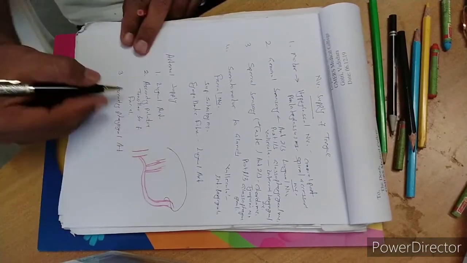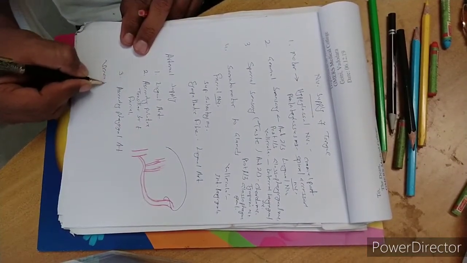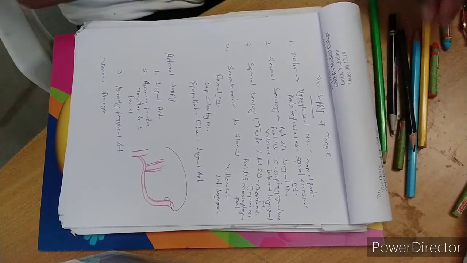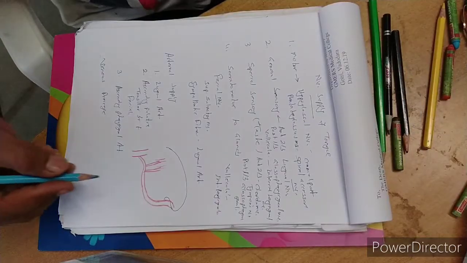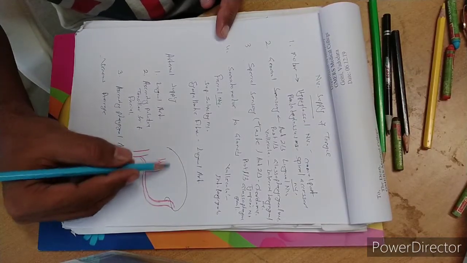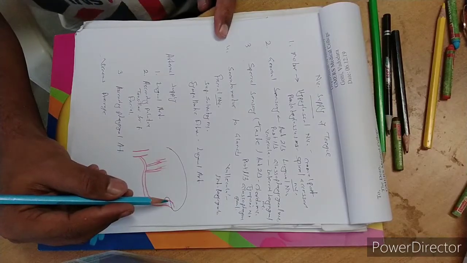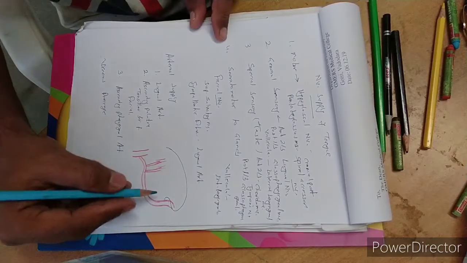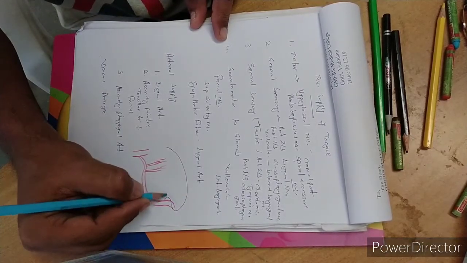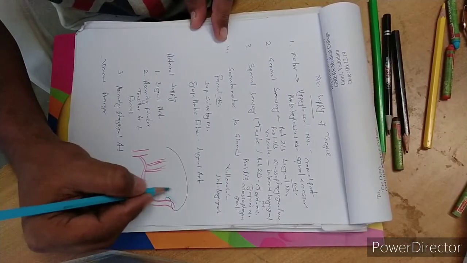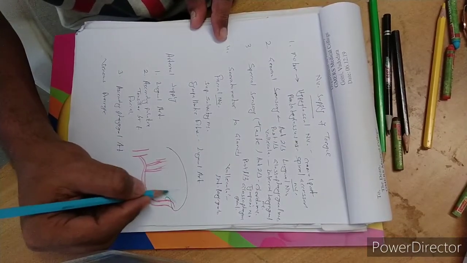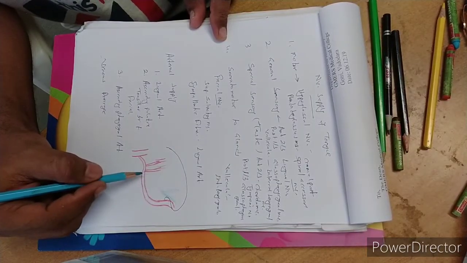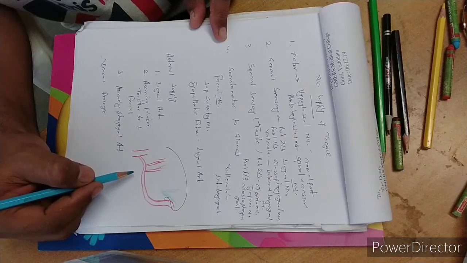Then the last is the venous drainage. Venous drainage comes through the lingual vein. There are 2 types of set, the superficial set and the deep set. The superficial veins drain the tip and the under surface of the tongue. They unite to form the dorsal lingual vein, and the deep vein.